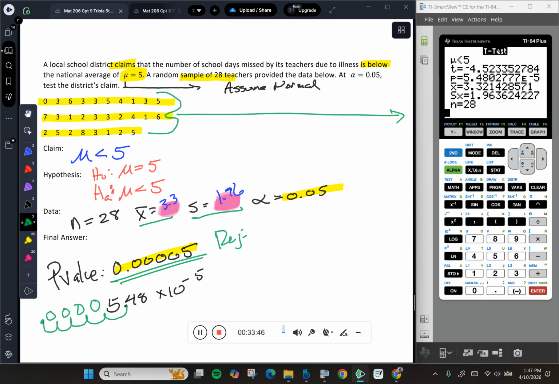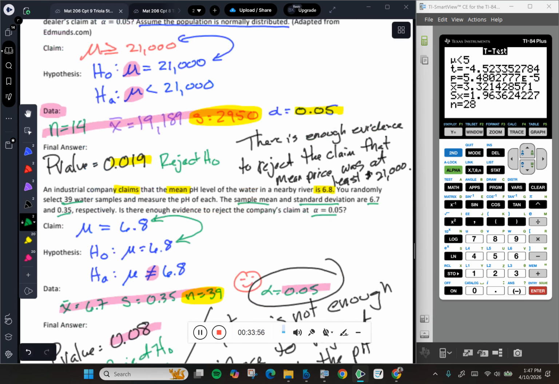Now, our claim was the alternate, so what does it mean to reject the null when the claim is the alternate? I don't know, I'll go back and look. I don't have these memorized yet, but that's okay. I'm rejecting the null, the claim is the alternate. This is the same answer as the last one we actually did. There's sufficient evidence to support the claim.